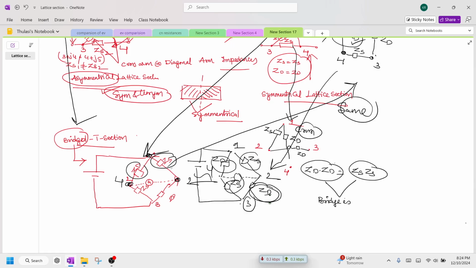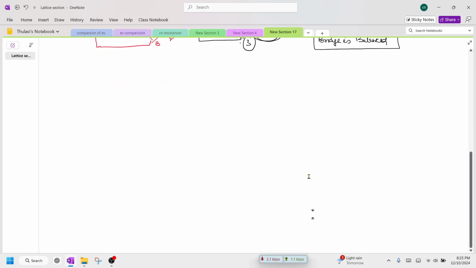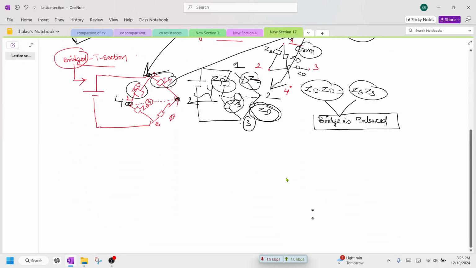The bridge is balanced. That's how we can understand a balanced network. Now let's see that in this bridge we have a balanced T section. It is very important to understand. So now the clarity is that a lattice network is indirectly called a bridge network.